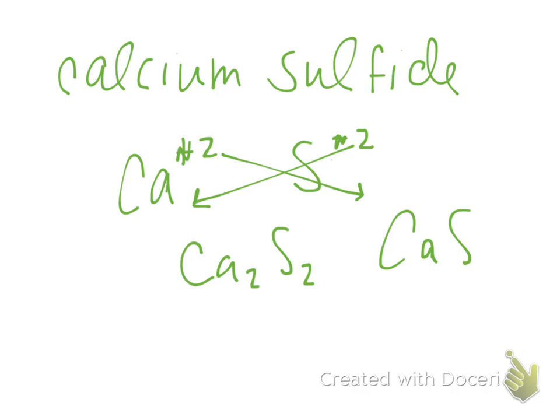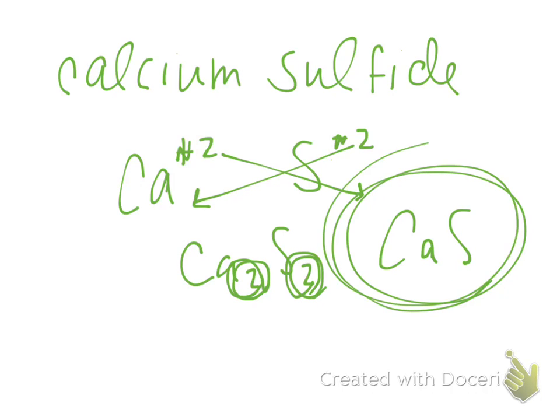Here's the problem with the crisscross method. These have to be reduced. If they're able to be reduced, they have to be. If they are reducible by the same number, we have to reduce them. So this is a 2 and a 2. We can reduce them by 2, and that leaves us with Ca1S1, which is what our final answer should be. So the crisscross method always gives us the correct ratio. The caveat is that you have to reduce those values if possible. Once you crisscross them down, if those subscripts can be reduced, you have to do that.